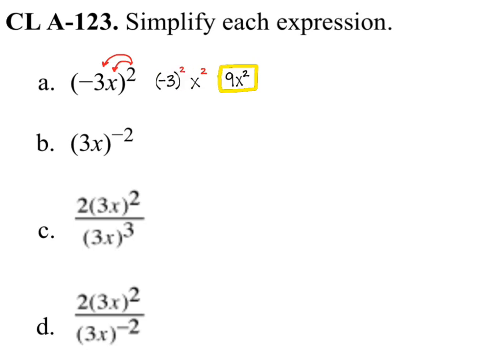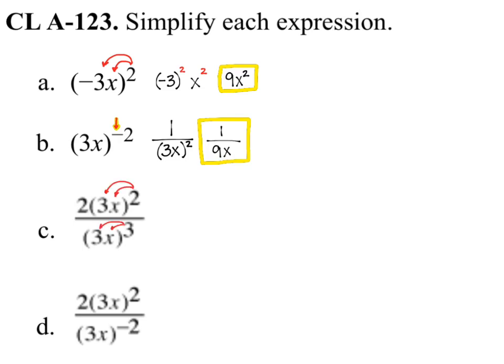If you had left the negative outside of that, you might accidentally keep this as a negative answer, and it's not. It's positive 9x squared. In the second one, we have a negative exponent here. And this negative exponent means to flip the base, which would give us 1 over 3x. And so we have 1 over 3x, but it's still being squared. And so we simplify that to 1 over 9x.